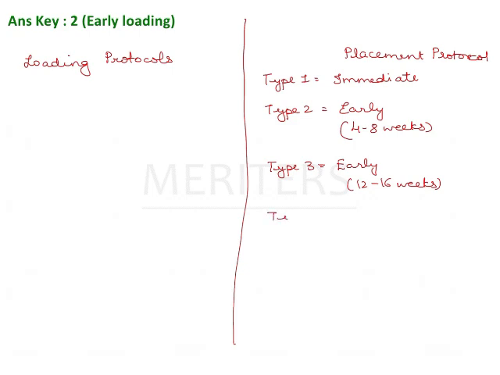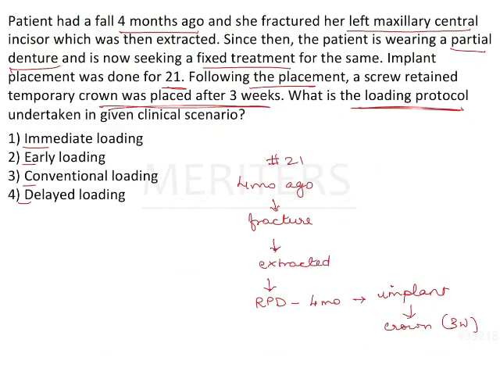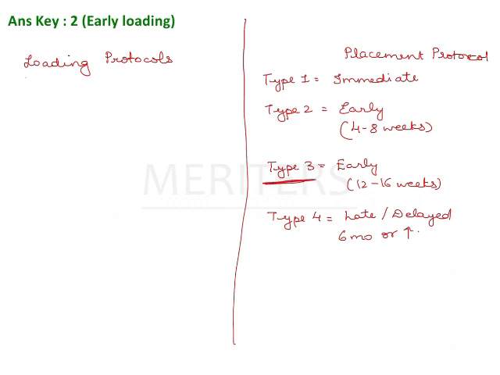And type 4 is the one where you are placing implants in patients who report late to the clinic after the extraction, so more than 6 months. This is late or delayed placement. 6 months or greater. So these are placement protocols. Okay, when was the implant placed? So in given case, the implant was placed nearly 4 months ago. So 4 into 4 is 16 weeks. So this is type 3 placement.